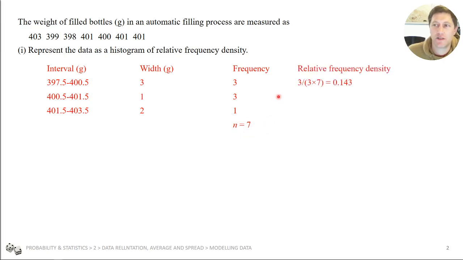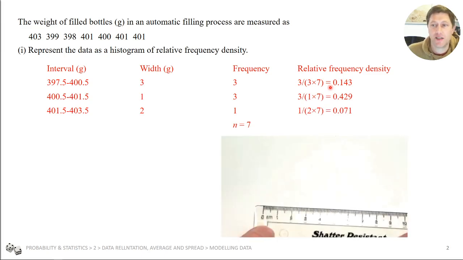We want to find the relative frequency density, so we take the frequency 3 and we divide by 3, that's the width, that's what turns it into a density. Dividing by the width turns it into the density, and then we divide by 7, that's the total number of data points, and that makes it into a relative frequency density, 0.143, and we do likewise for the other 2 intervals. Now we can sketch this.